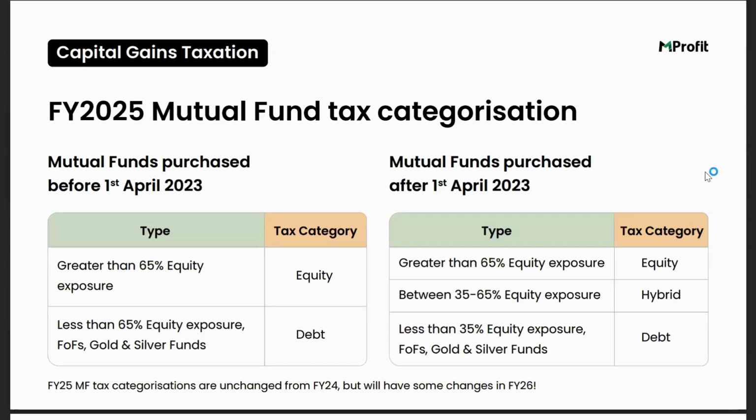We will hold a different seminar in the next coming months where we will talk about the new categorizations and the new tax implications applicable from next financial year as well. For the current financial year, where you will be filing your tax returns in July of this year, the categorization is dependent on mutual funds purchased before 1st of April and mutual funds purchased after 1st of April.